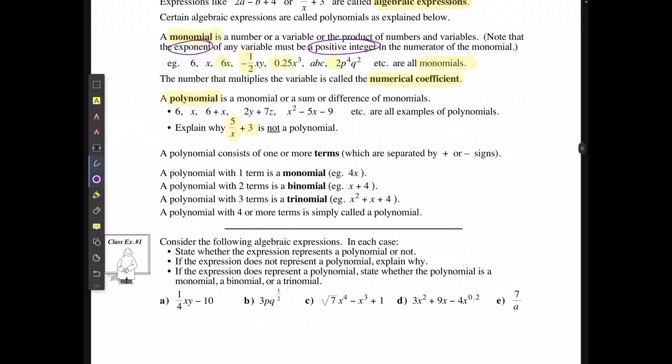A polynomial consists of one or more terms, which is the monomials we're referring to, which are separated by plus or minus signs. So if it has one term, it's a monomial. If it has two terms separated by a plus or minus, it's a binomial. If it has three terms, then it's going to be a trinomial. And anything above three terms, we just refer to as a polynomial. We don't really distinguish based on the number of terms after 3.